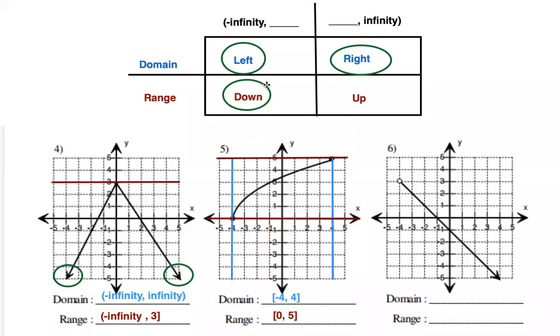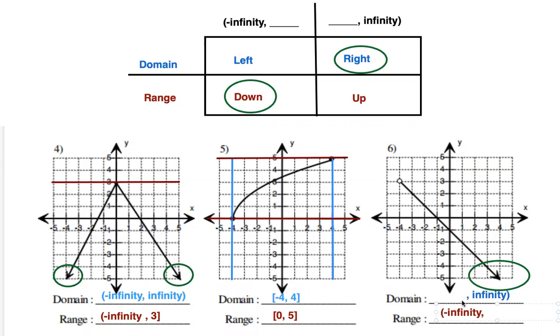For our third graph, we have an arrow again. Let's take a look at that. It is pointing down and to the right. So for my domain, I'm going to have a positive infinity on the right side. For my range, I'm going to have a negative infinity on the left side.